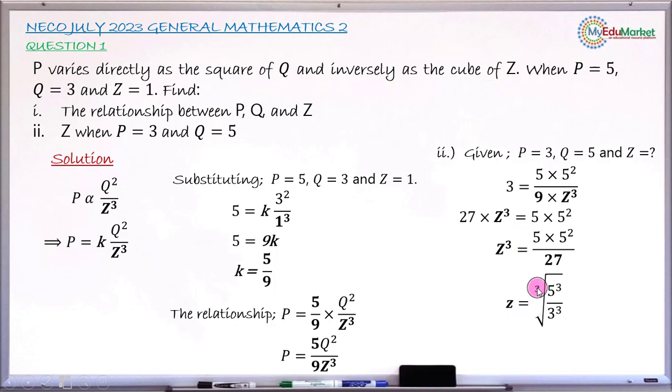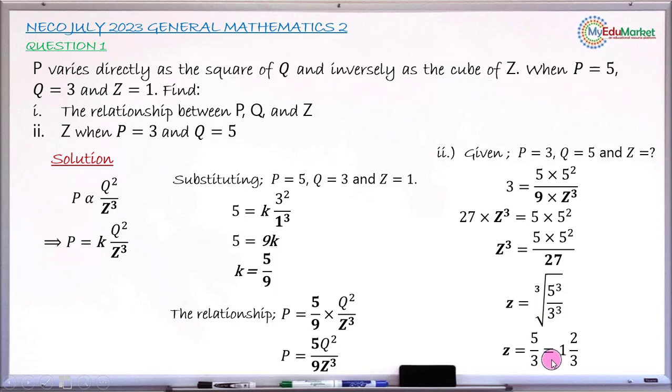the cube root of 5 raised to 3 divided by 3 raised to 3. This 5 raised to 3 is a result of multiplying 5 by 5 square. 5 times 5 square gives you 5 raised to 3. And the 27, when changed to index form, gives you this 3 raised to 3. So having these two numbers with power 3 each, you can factor the power 3 outside the bracket. And when that is done, the power 3 outside the bracket can cancel this cube root. So there in the area, you now have Z equals 5 over 3.